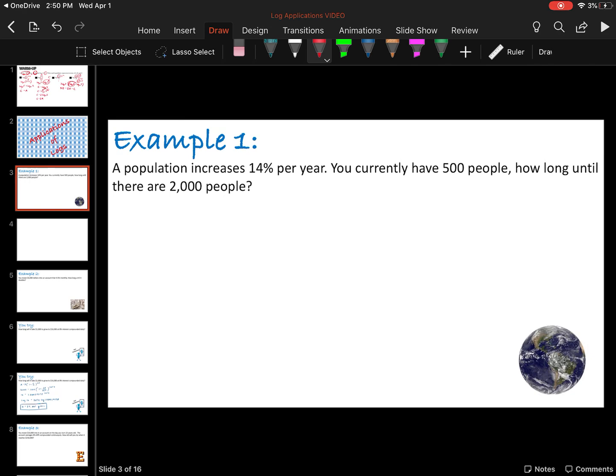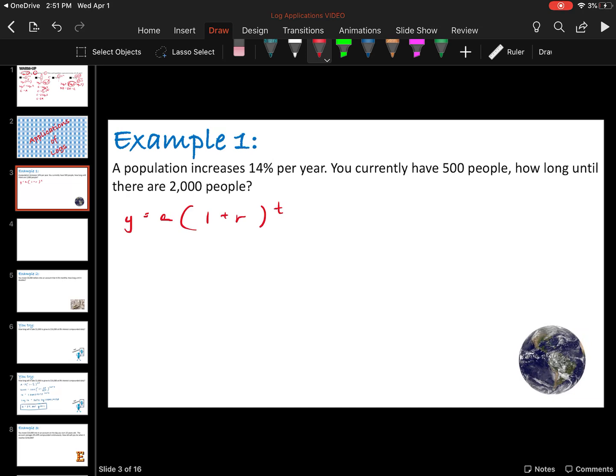First one we have here is a population increases 14% per year. You currently have 500 people. How long until there are 2,000 people? So this is thinking back to our exponential growth that we started this unit with. So the first thing you want to do is think of your formula. Formula we learned for exponential growth is y equals a, which is your starting amount, times 1 plus r to the t. There's no compound interest or anything like that for this one.